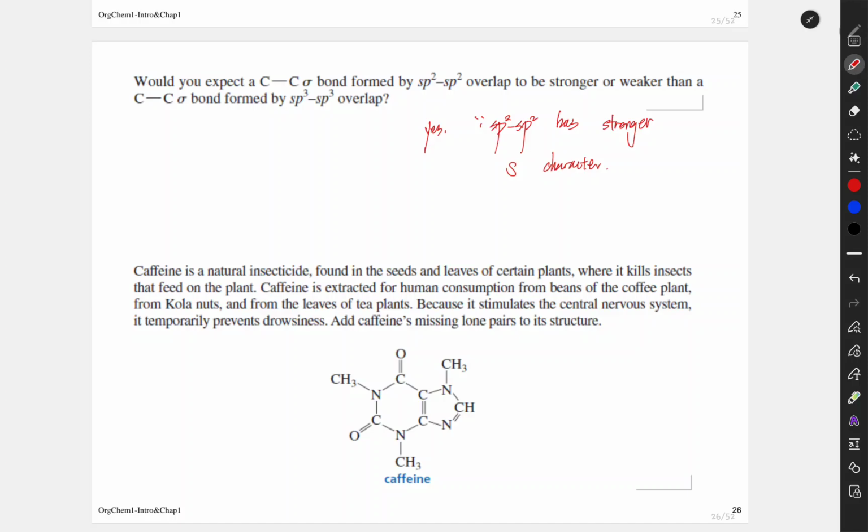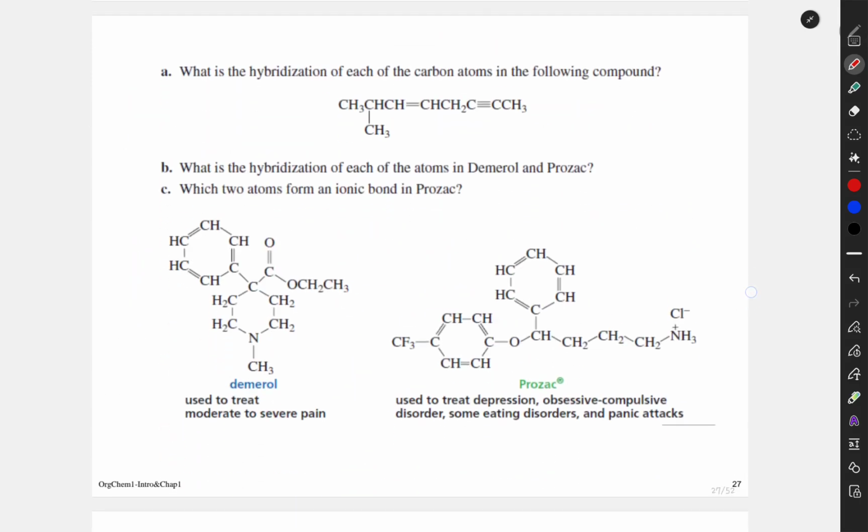And about this one, what is the hybridization of each of the carbon atoms in the following compound, right? I'm sure you can answer the questions. sp3, sp3, sp3, sp2, sp2, right? sp3, sp, sp, sp3. Right? So you can double check for yourself.